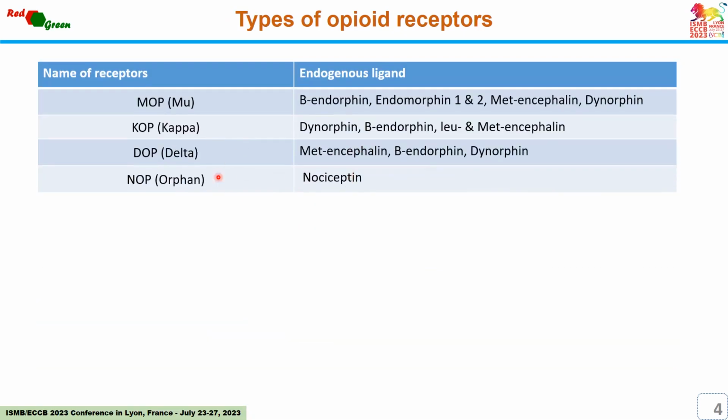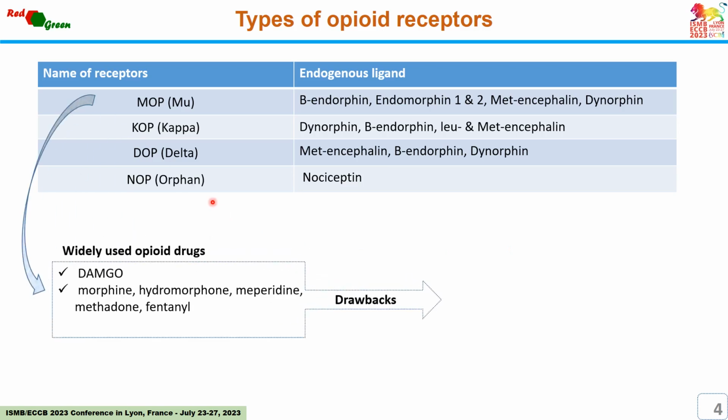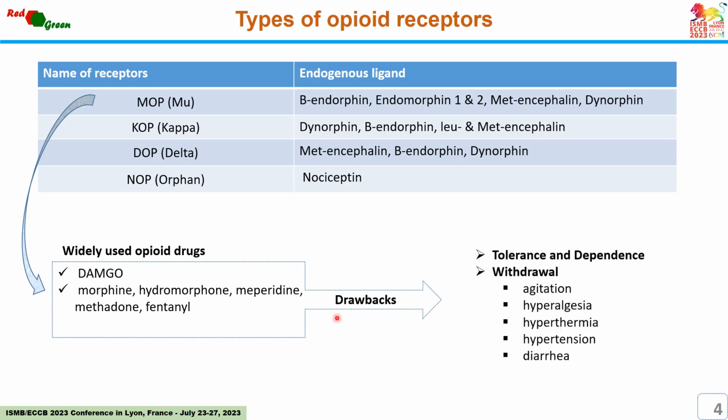So here are the types of opioid receptor available in our body. First of all, mu, then kappa, delta, and orphan receptors. And these are the endogenous ligands which act on this receptor, and that helps our body pain management. And these are the ligands we use as a drug, especially morphine, hydromorphone, meperidine, methadone are widely used as a drug. And the main drawback is these drugs cause tolerance and dependence, and another is the withdrawal effect.